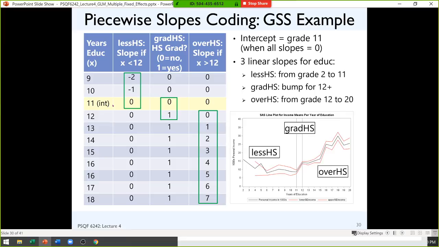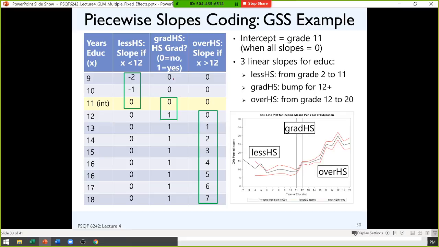So grade 11 is my intercept, and I know that because that's where everything is zeroed out. The model intercept will be the expected income at grade 11 because that's when all the predictors are coded 0. That's what I want. To move backwards from 11, if you had grade 10 instead, I have a slope that becomes -1, grade 9 would be -2, 8 would be -3, and so on. So it's tracking less education relative to 11.